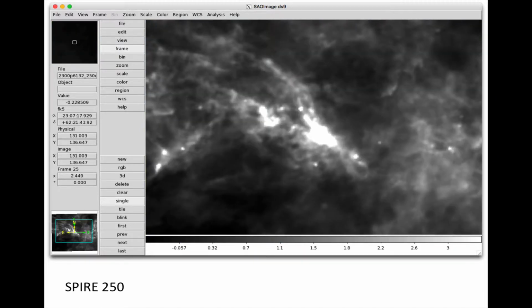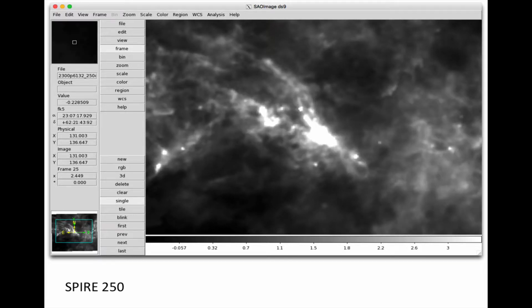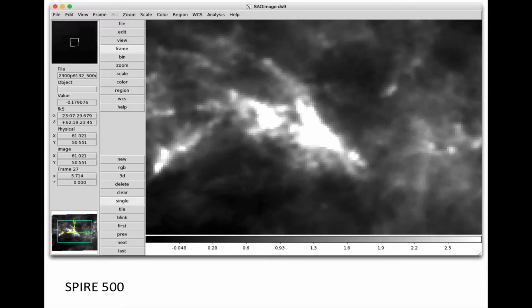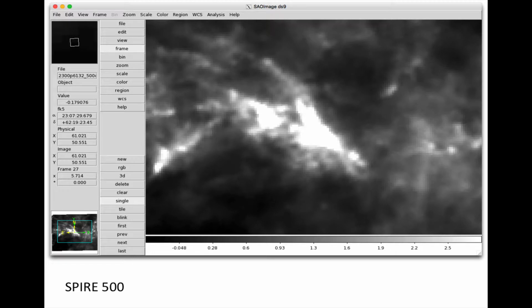So there's SPIRE 250. Now that's mostly nebulosity, though there are point sources in there. SPIRE 350. SPIRE 500. Look how the pixels are getting bigger when you go to the longer wavelengths. It's because the resolution is getting worse. So they didn't bother making a detector for SPIRE 500 that had pixels as small as they do for 70, because why would they? The resolution of the telescope's getting worse.